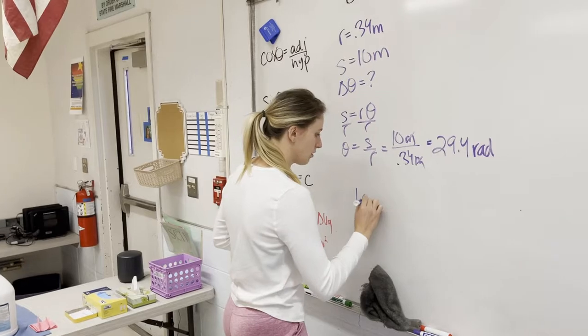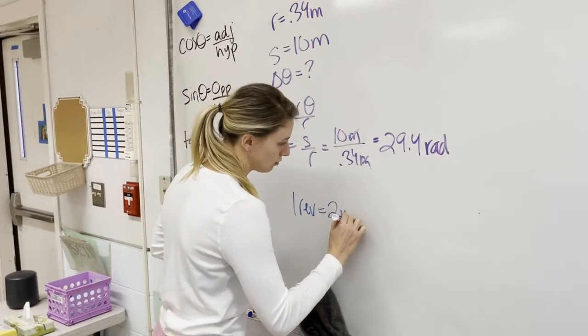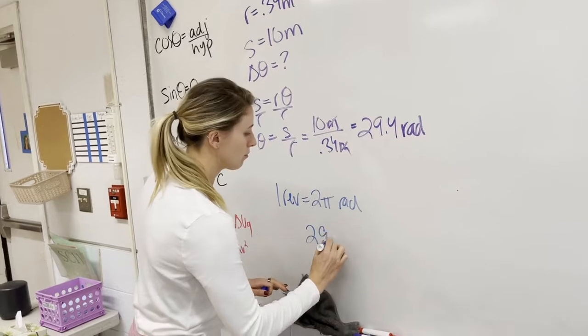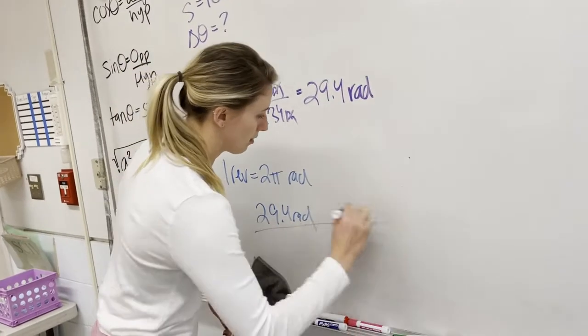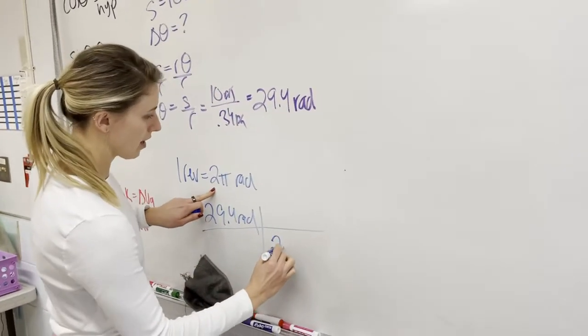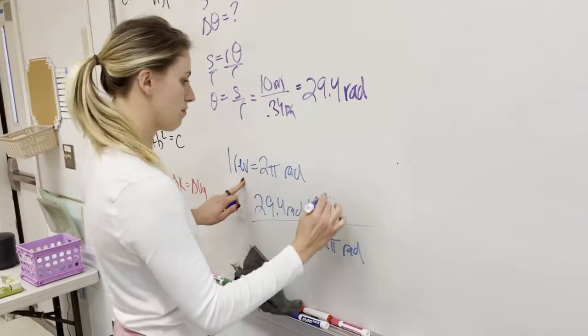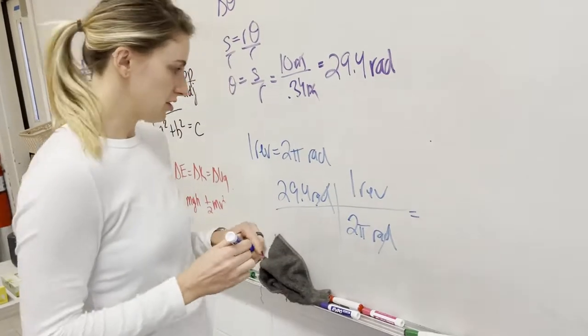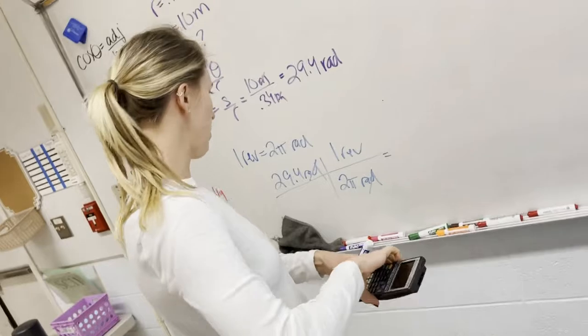1 revolution is equal to 360 degrees, or 2 pi radians. So I'm just going to take this 29.4 radians and make my little chart. I'm going to put 2 pi radians on the bottom, 1 revolution on top. My radians cancel, and I'm just going to do 29.4 divided by 2 pi.